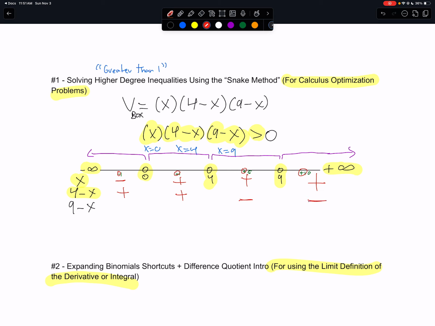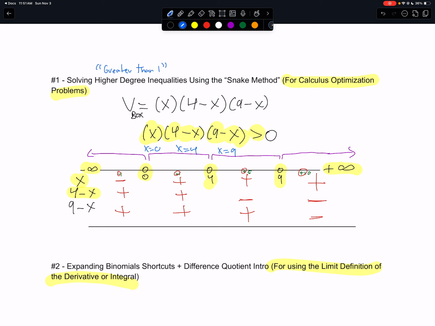Okay, hopefully you understand. 4 minus negative 1, positive. 4 minus 1, positive. 4 minus 5, negative. 4 minus 10, negative. 9 minus x, so 9 minus negative 1, positive. 9 minus 1, positive. 9 minus 5, positive. 9 minus 10, negative. Okay, so now I want to draw another horizontal line here.